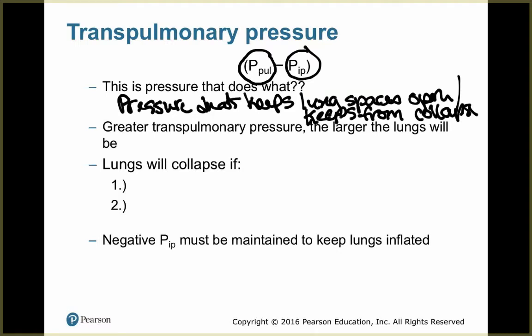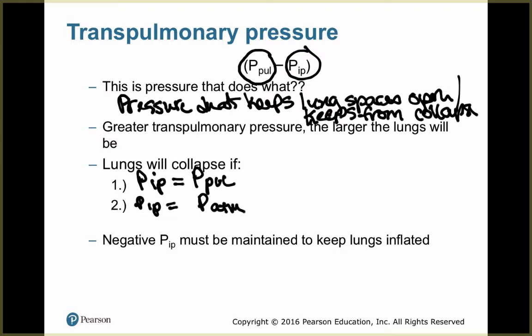Greater transpulmonary pressure, the larger the lungs will be. The lungs essentially will collapse if the P-IP, or the pressure of the pleural cavity, equals P-pul, which is the pressure in the alveoli, or if P-IP equals PATM, right?